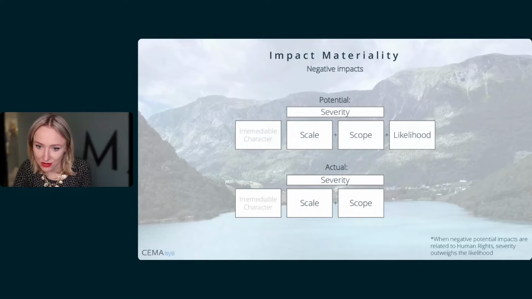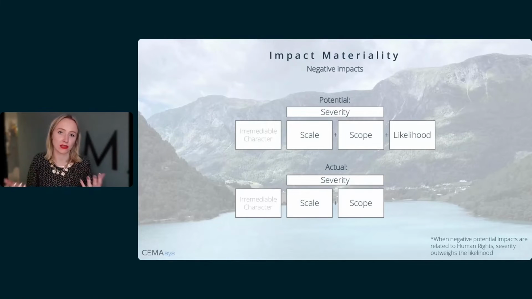All right, so how we actually score this. I'm not going to get into the nitty-gritties because we don't have to, but essentially how we score this is that we do scale plus scope plus likelihood when it is a potential negative impact. So essentially, how heavy is the impact, how widespread is the impact, and how likely is it that it will occur. If it is an actual impact, we don't have to take the likelihood into consideration because, well, it's 100%. Therefore, we just do scale plus scope.